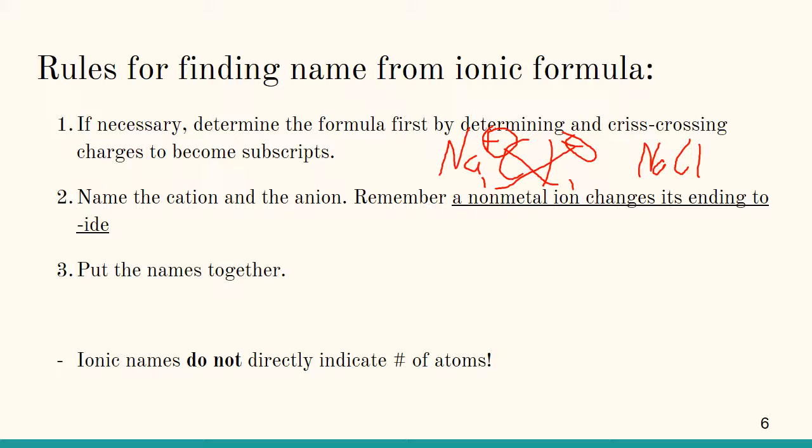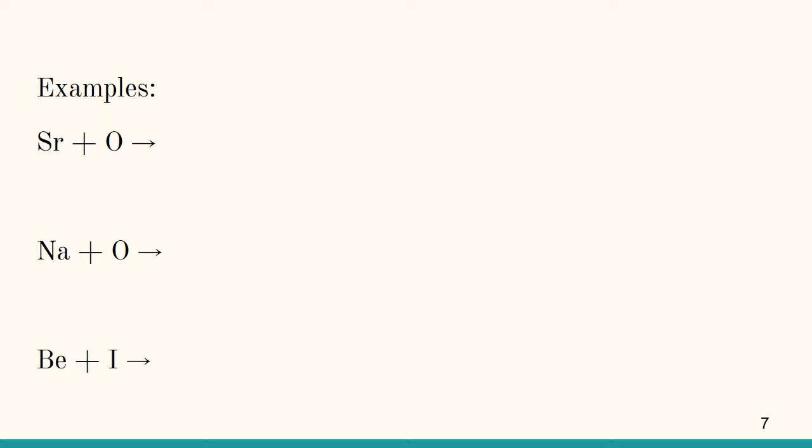Remember that ionic names do not tell you how many atoms you have. So in this case, we just had 1s here, so it didn't actually matter. But if we had, for instance, magnesium chloride, the formula for that has a 2 in it, but that does not change how we name it. The name is strictly based off of the cation. Let's look at some examples.